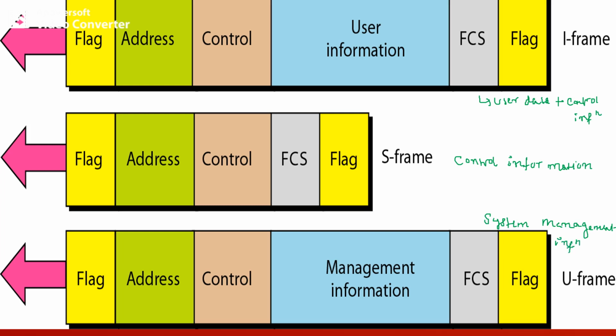Each frame contains up to 6 fields: flag, address, control, user information, frame check sequence and flag field, in the case of I frame. In the case of S frame: flag field, address field, control field, FCS and once again flag field. Similarly with respect to U frame, we have the fields flag field, address field, control field, management information, FCS and flag field. We will take each field in detail.